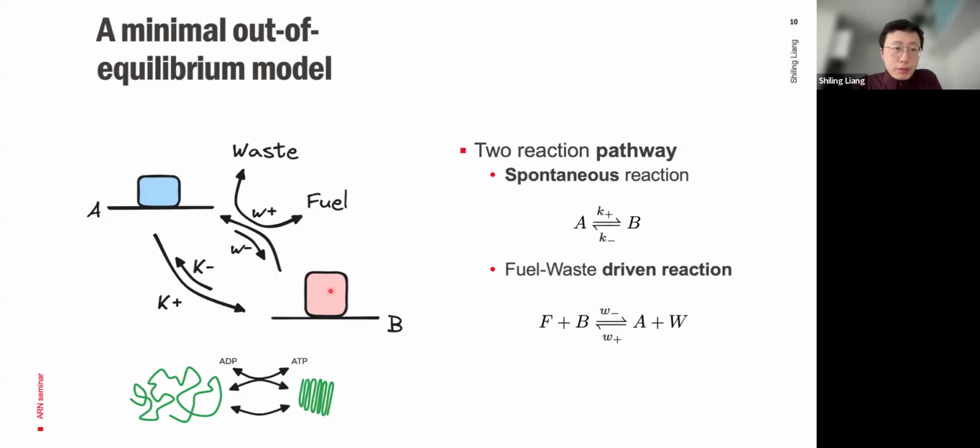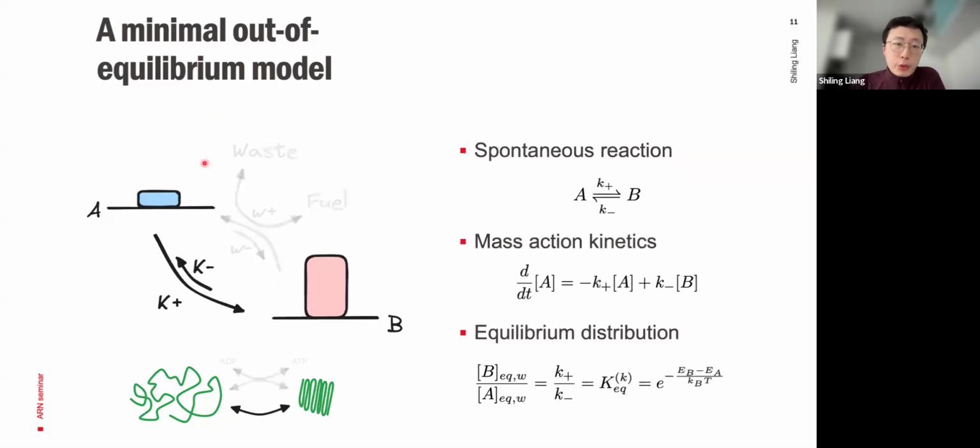So you can understand this two-level system as a polymer folding process. The polymer can be in the unfolded and folded state. It can have some spontaneous folding pathway, and it can have another pathway which consumes some energy to make the folded state unfold.